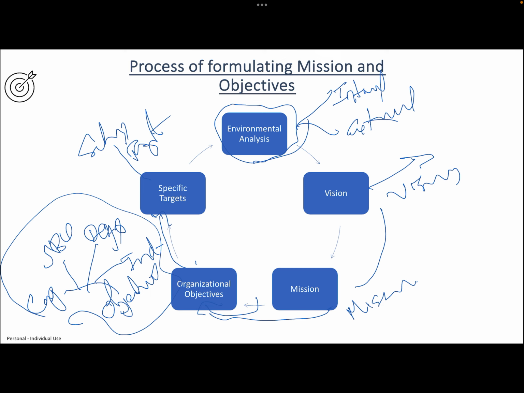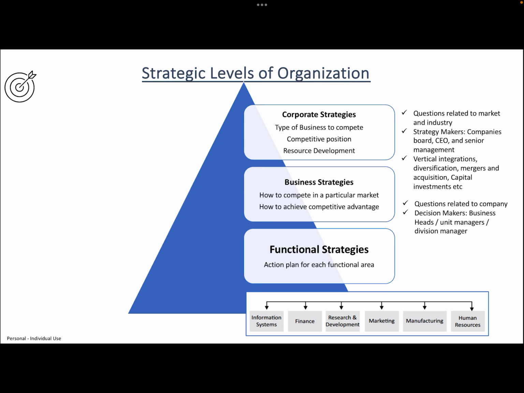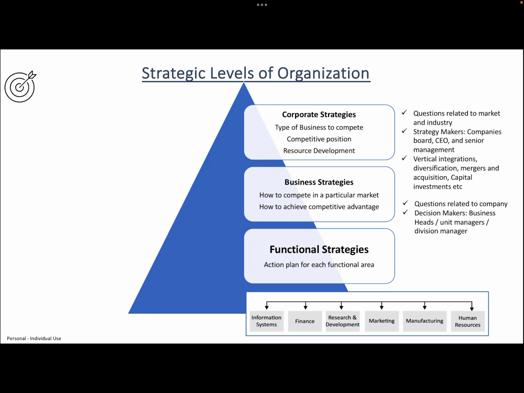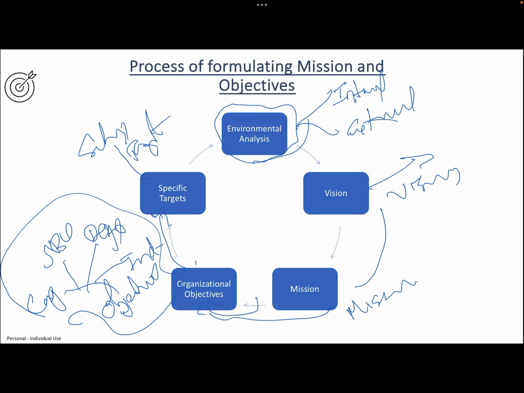Any questions, guys? You can post messages in the chat window on YouTube, and I will answer those questions. Don't get confused with vision, mission, objectives, and goals. Be clear with these concepts because we will be using them in every discussion in the strategic management paper. That's it for today. In the next class, we will discuss strategic levels of organization: corporate strategies, business strategies, and functional strategies.